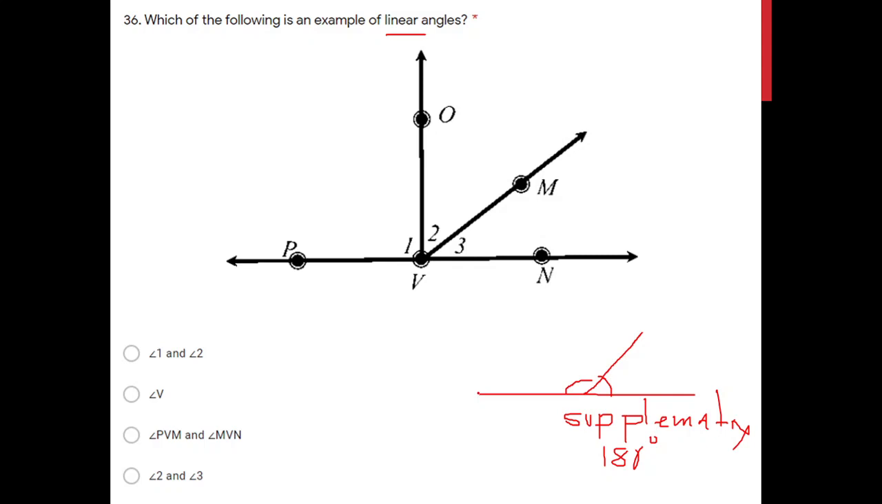So basically what we are looking for is the formation of the line between two angles. Angle 1 and angle 2. This is angle 1 and angle 2. So it's only here and here. So this is not possible. Angle V. Angle V is from here to here, right? This is angle V, the entire line. It's 180 degrees, right? But it's only one. Let's try to check the other. PVM and MVN.